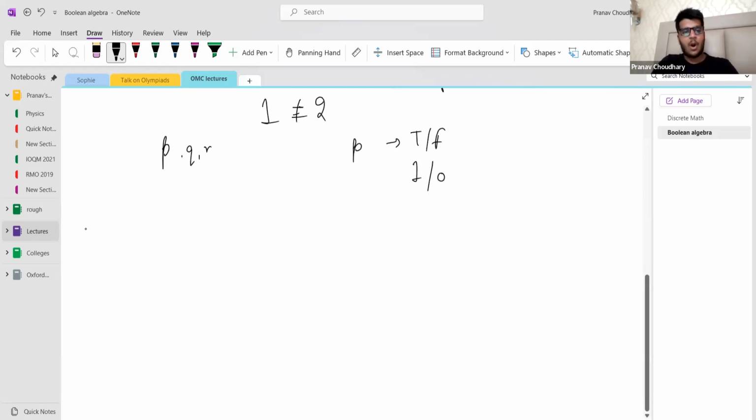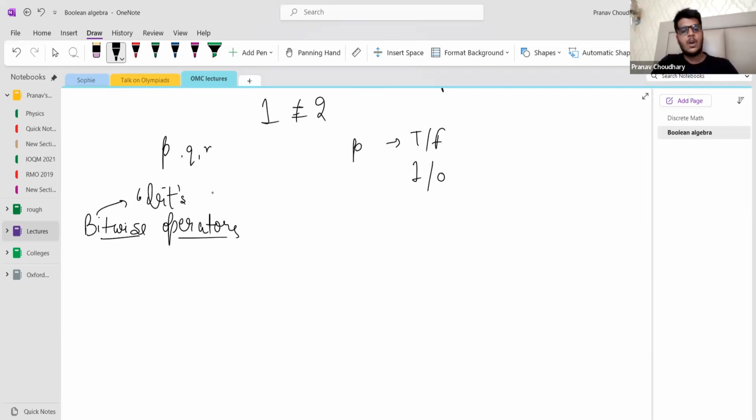So now we have some operators which are called bitwise operators. These are just functions, basically, which work on bits or truth values. Once I define what bitwise operators are, with some examples, it will be more clear. So let's talk about the first operator, which is AND.